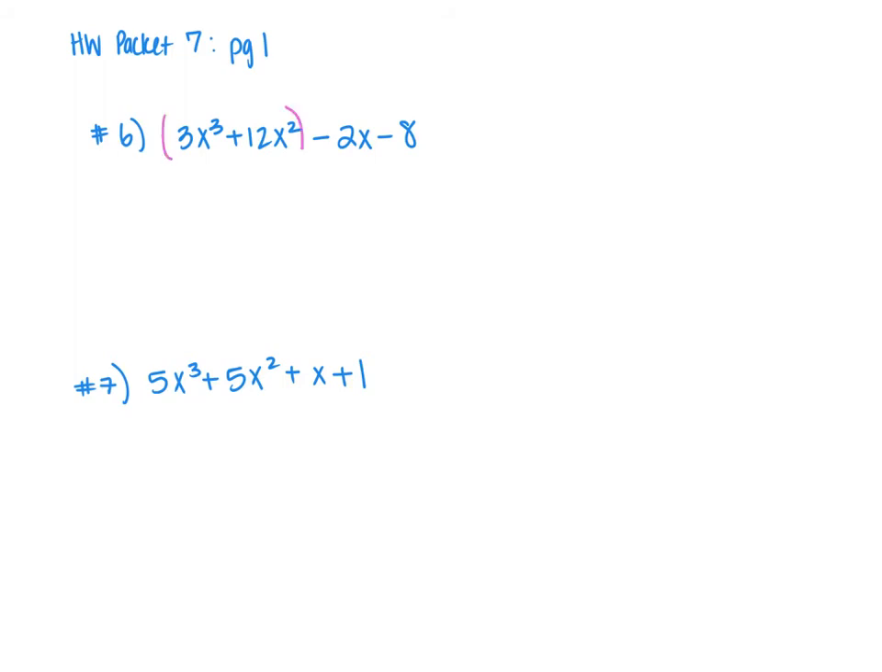So I'm going to group these two together. You want to group up the first two highest powers and then the two lowest powers. Now we're going to see what we can factor out. That's a 3, that's a 12. That means I can factor out a 3 at most. And that's an x squared, that's an x cubed, and that's an x squared. So the least amount of x's I can bring out is x squared.